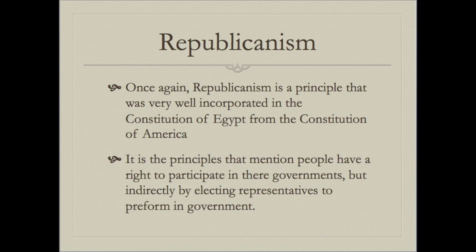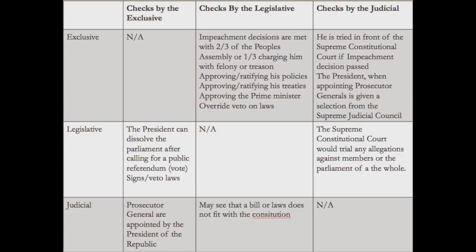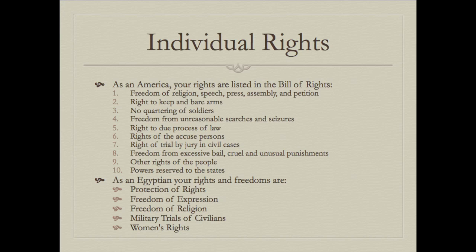Republicanism is the method that allows people to participate in government indirectly by electing representatives to perform in government. Both Egypt and America exercise this principle. With checks and balances, Egypt and America are relatively the same. Major differences include that the president is allowed to dissolve a parliament with the consent of the people. Now this is where the Egyptian constitution is sloppy.